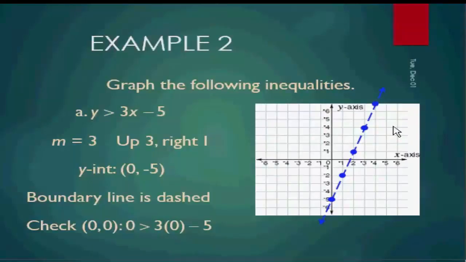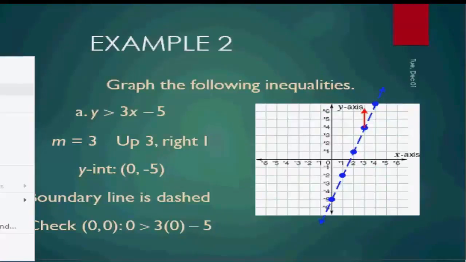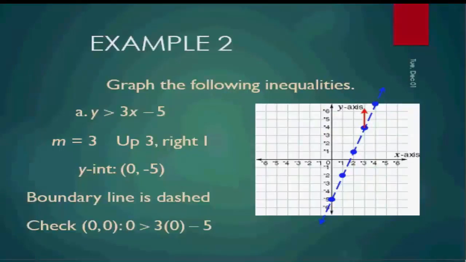We find that out by plugging in the values, that is 0, 0. We try to find out whether this satisfies our requirements for the shading, or which area of the graph we need to shade. So we plug in 0, 0 to this example, and through this we find out that 0 is greater than -5. So we know this is the answer to this equation.